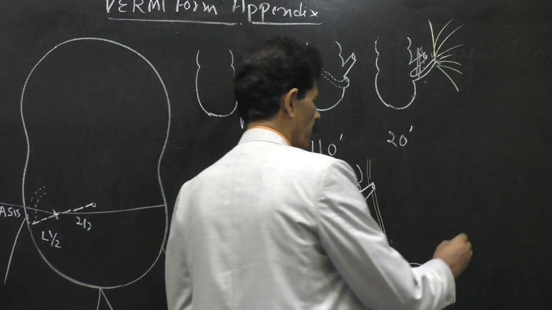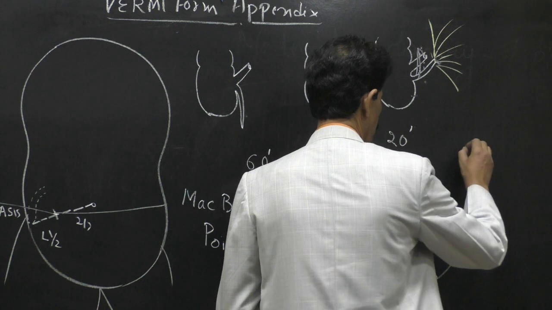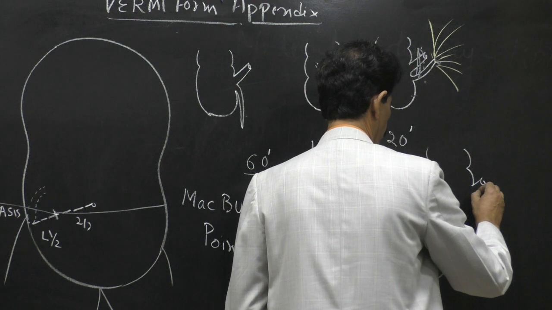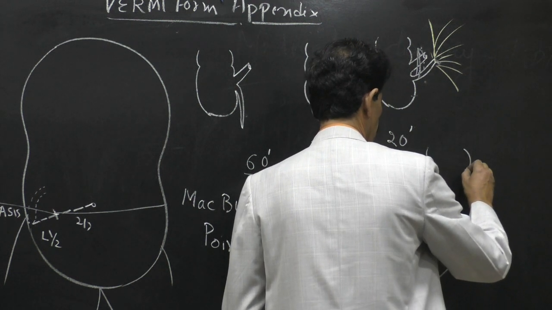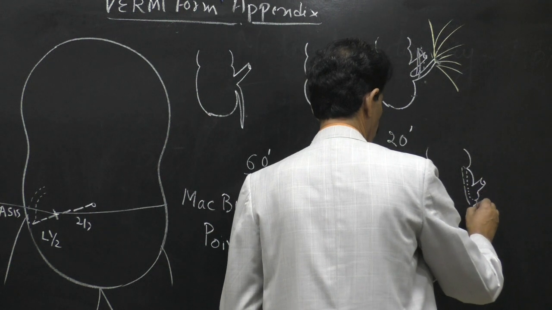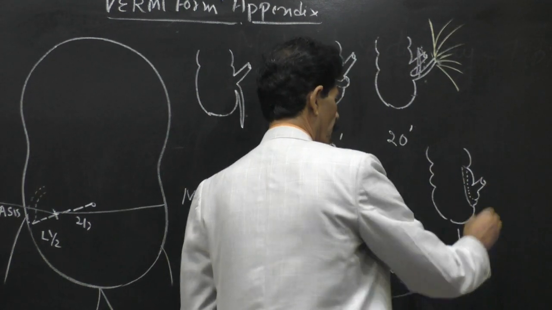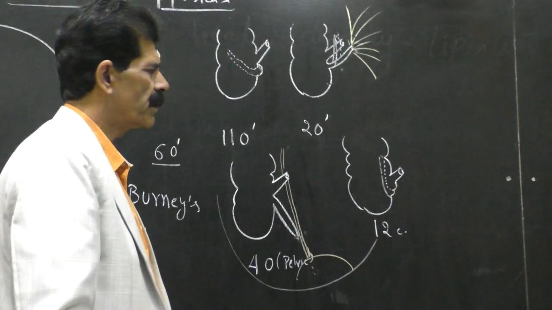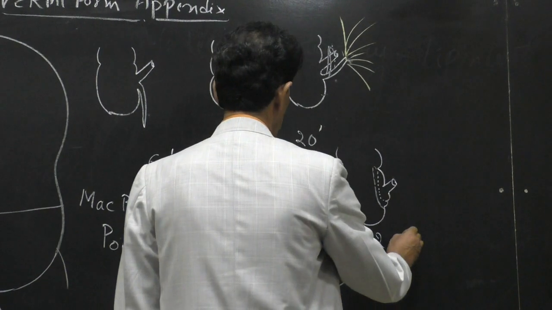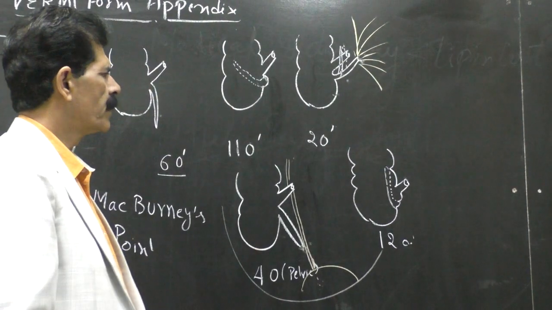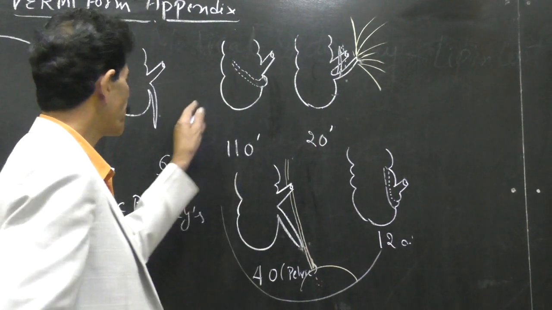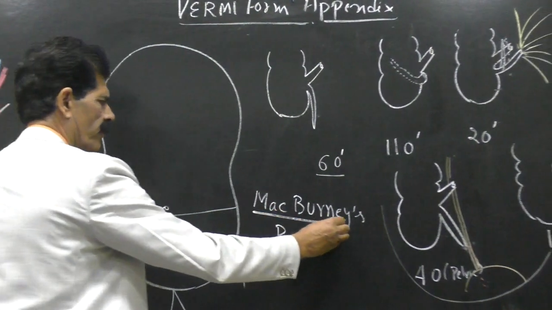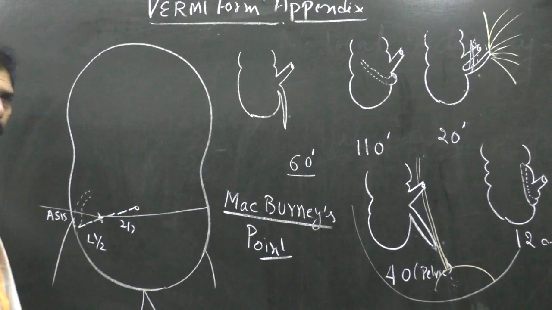Then there is another position, the 12 o'clock position. This is called the paracolic position, in which the appendix lies at 12 o'clock, vertically upward, behind the cecum or the ascending colon. So these are some of the positions of the tip of the appendix. In all these positions, you see the base of the appendix will always remain at McBurney's point. Only the tip of the appendix is variable.